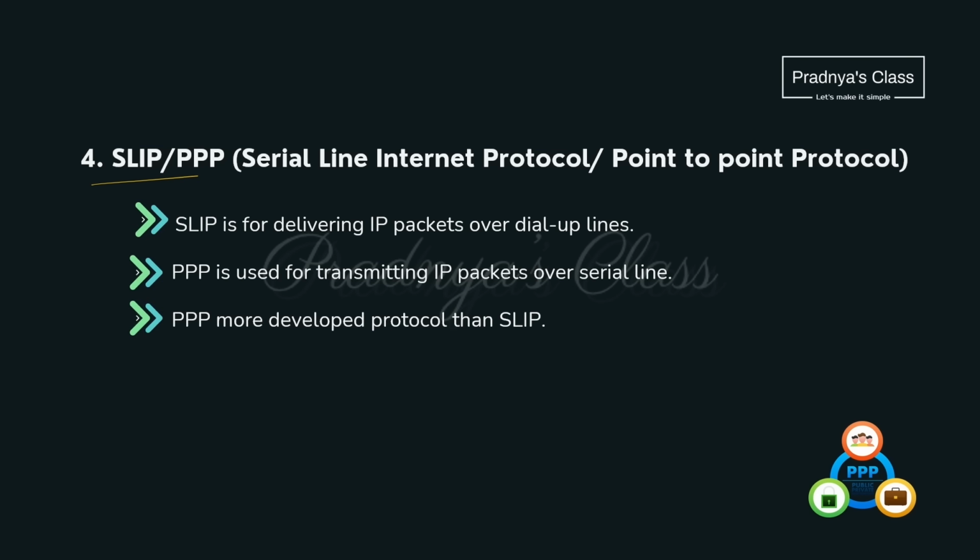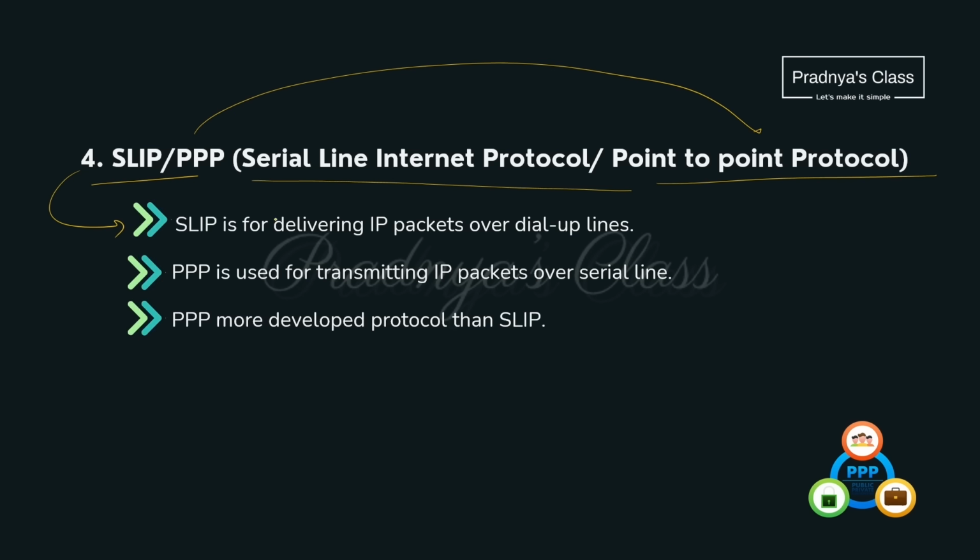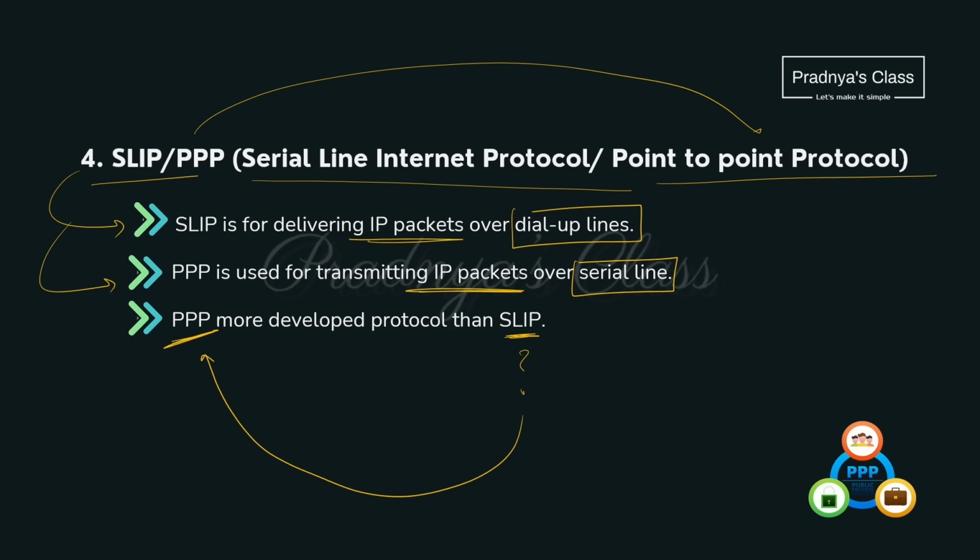For that, it will use IP addresses. Moving ahead to the fourth one, SLIP, Serial Line Internet Protocol, and PPP is Point-to-Point Protocol. SLIP is used in case of dial-up lines, whereas PPP is used over serial line. Both will deliver the IP packets. SLIP is the earlier version and the advanced version is PPP.